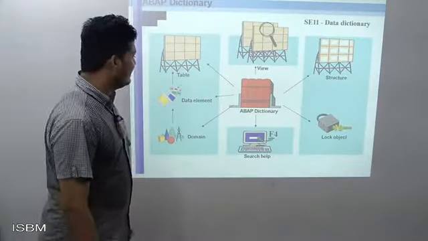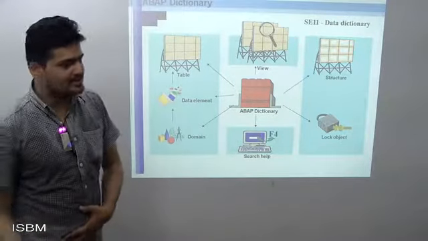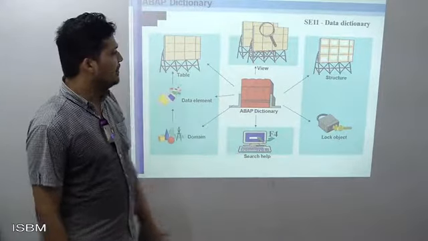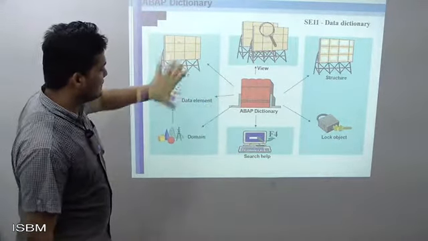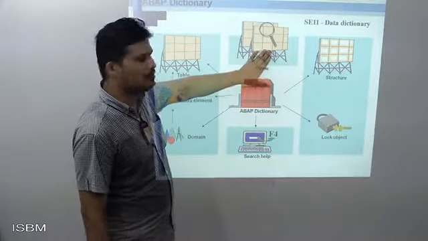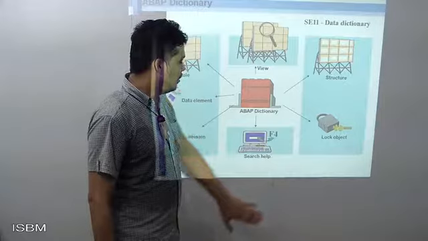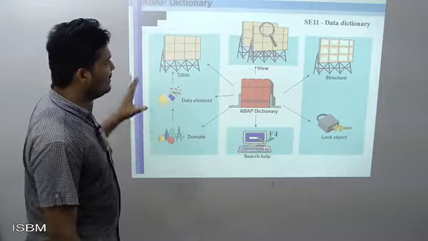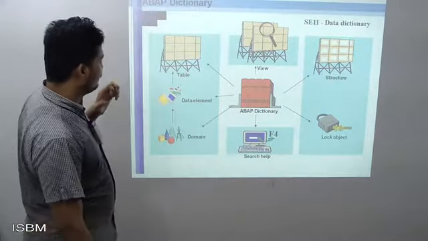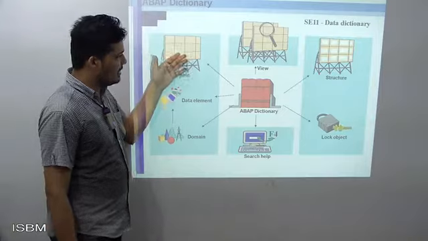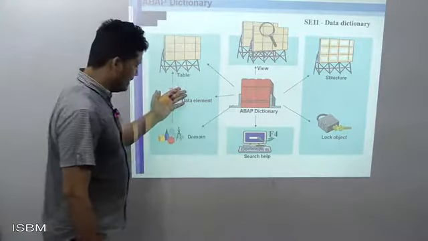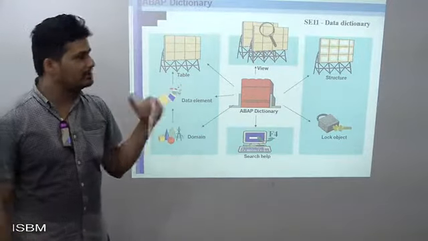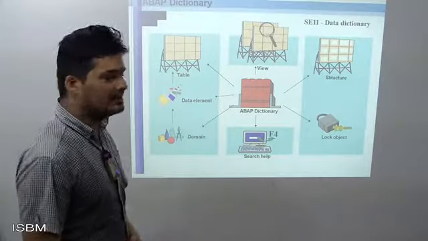Then the ABAP dictionary. We have learned the ABAP dictionary, but I will still revise some part of it here. In the ABAP dictionary we have seen the view, the structure, lock object, search help, domain, data element and table. Most of the time we are interacting with the database table, the structure, the data element and the domain. These four things are very important from an ABAPer's point of view, because we use them in the program itself while writing a program.